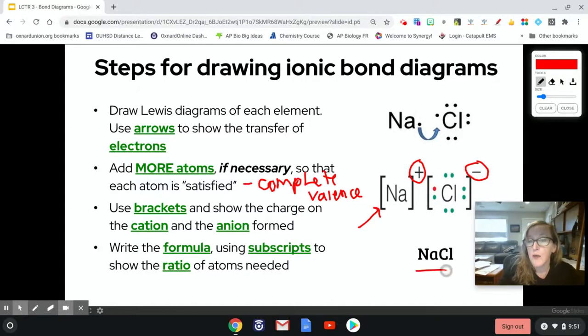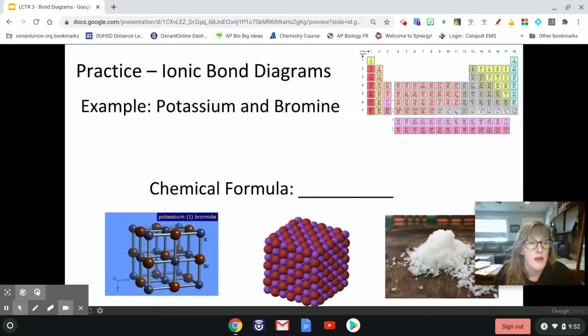Finally, you write the formula using subscripts. This example, the NaCl, does not have any little numbers at the bottom. We could technically write it as Na1Cl1, and that would show the subscripts, the little numbers that show the ratio of the atoms needed. But if there's only one of each, we don't need to actually write the subscripts. The best way to learn this is just to practice.